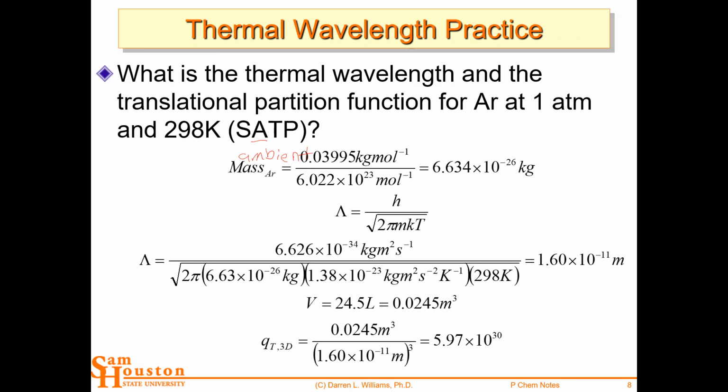I need to get rid of the per mole, so I divide by Avogadro's number. So that's the amount of kilograms for argon. And then here's the unit analysis for the thermal wavelength. I'm using Planck's constant here in kilograms meters per second, because it's joules times seconds. This was joules times seconds on top, and so that second on top cancels one of the seconds in the joule.